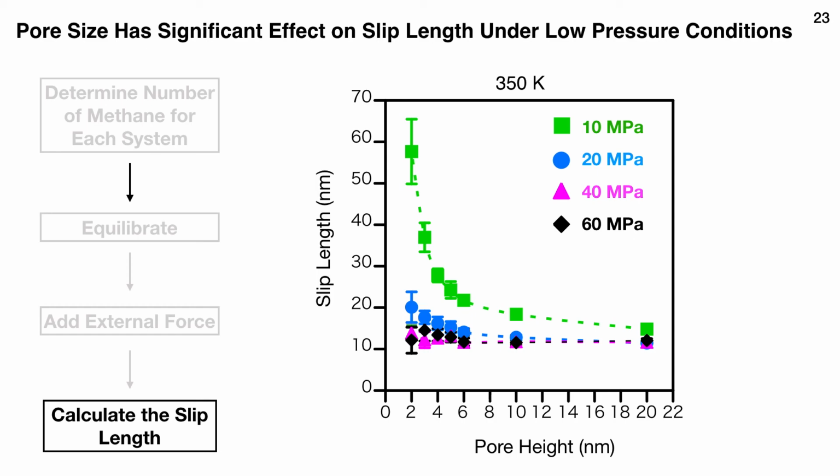Finally, we get the slip lengths for the system with different pore sizes and pressures using the mathematical formulas which were shown in the previous slides. As we can see, for all pressure conditions, the slip lengths tend to converge to a constant value as the pore size increases. The pore size effect is not significant for the high pressure cases, however, it has a very significant effect for the low pressure cases. And here we get the question, why does this happen?